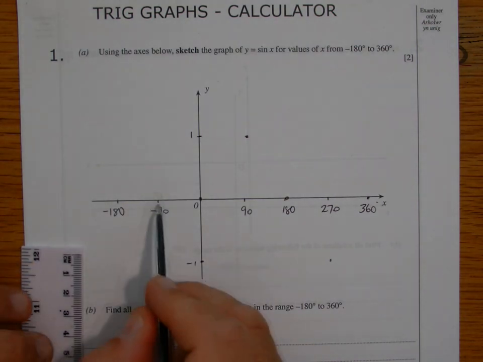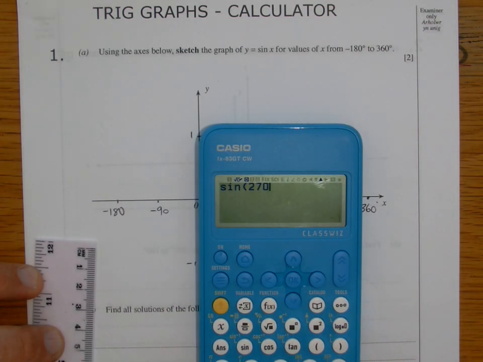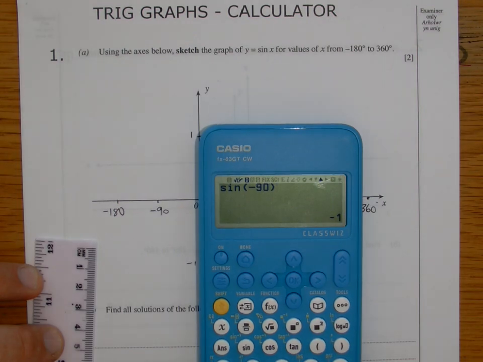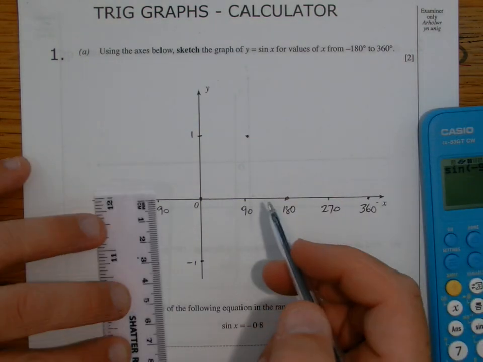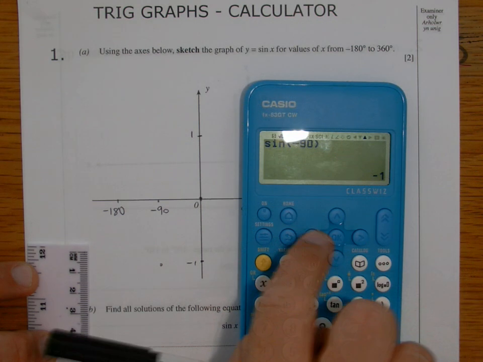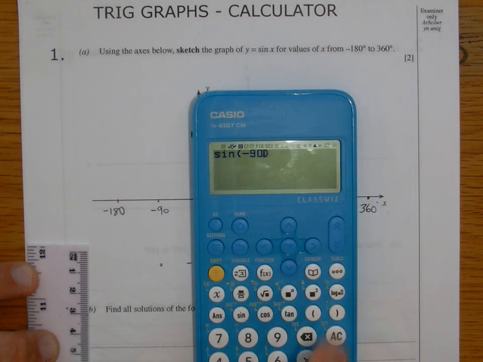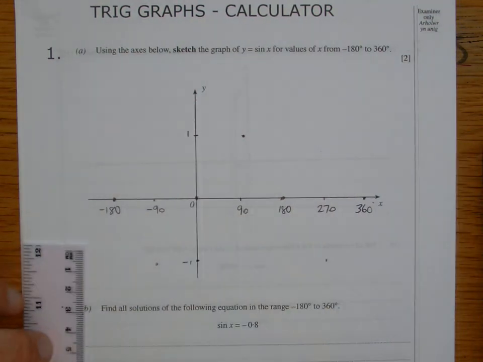So when you type in sine minus 90, I can do that here, literally putting in minus 90 degrees there, I get minus 1, okay? So the calculator can deal with negative degrees as well. So we have minus 1. And similarly, when I put in minus 180 degrees, I get 0. So we've got our points for our sine graph here.